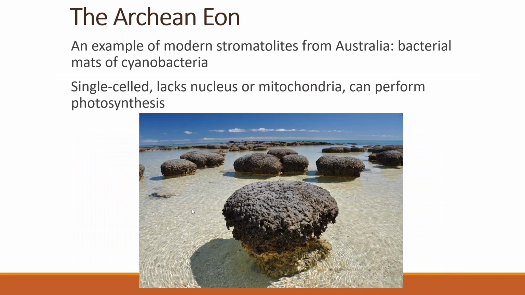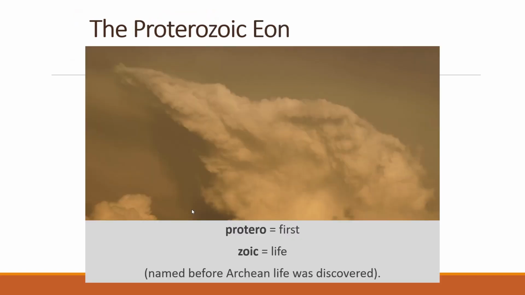This next slide is showing us what one of these bacterial colonies looks like today. So this is a modern stromatolite from Australia. So these are bacterial mats of this cyanobacteria. These are single-celled. They don't have a nucleus or mitochondria, but they can perform photosynthesis. So it's more complex than the first life because they can perform that photosynthesis, but we're still not at multicellular life. So in the Archean, we now have oceans, we have some of our continents, and we have very basic life.